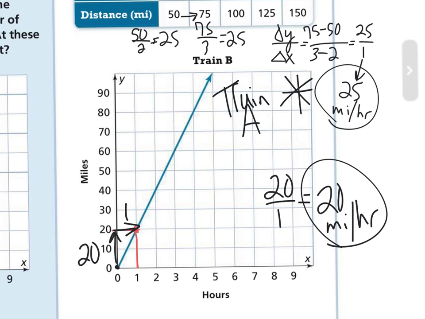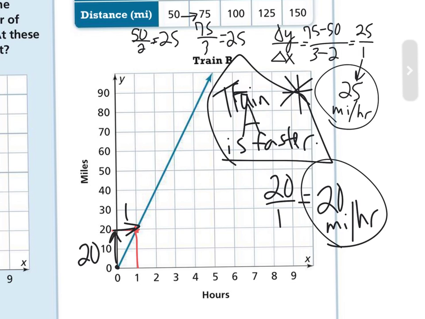Okay, and again, you would want to make a complete statement there. Train A is faster, train A is going 5 miles per hour faster than train B, something to that effect.